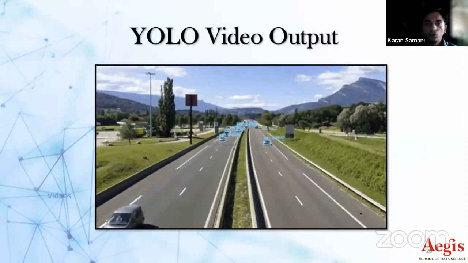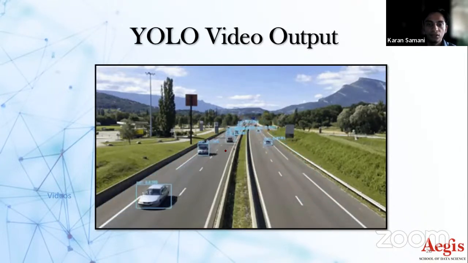Okay, and this is how a YOLO video output looks. If you can see, it is real-time detection, where it is taking the output from a security camera on a highway, and it is continuously detecting the cars that are running at a particular given time.